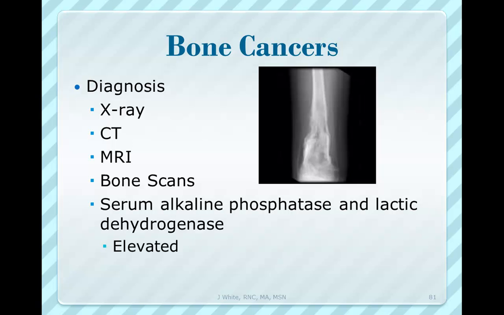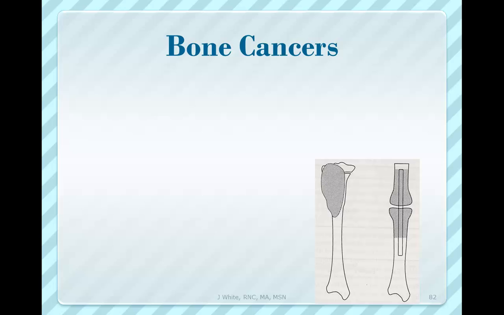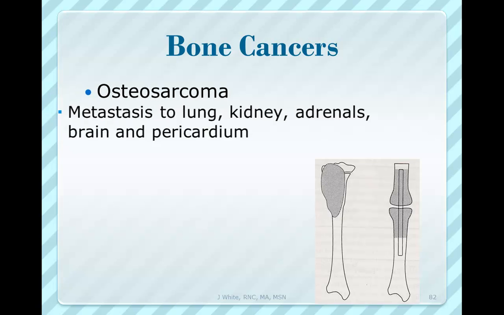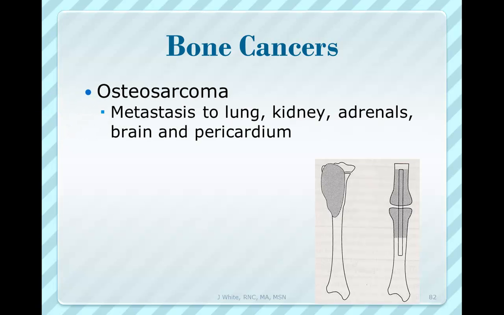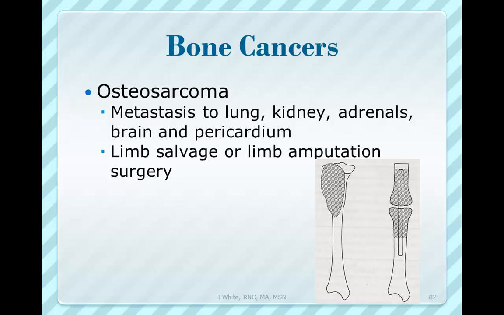Diagnosis is x-ray. This x-ray here, you can see that the bone changes, that the bone is deteriorating there. The cells are no longer hard bone, but now they are cancer cells. CT, MRI, bone scans, serum alkaline phosphatase and lactate dehydrogenase are elevated, and these may be clues that they have that. It does metastasize to the lungs, the kidneys, the adrenals, the brain, and pericardium, so it's very important that we treat this early.